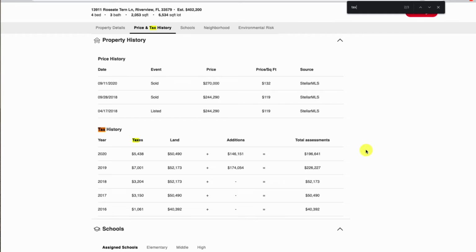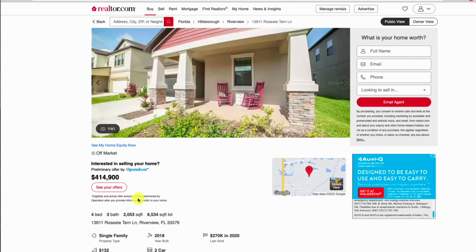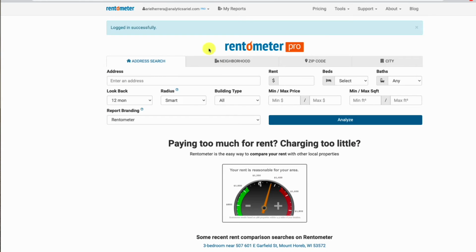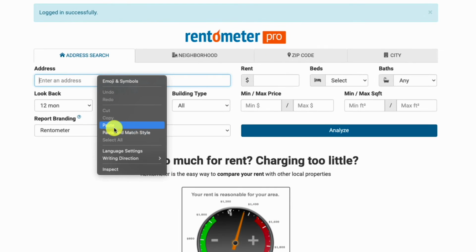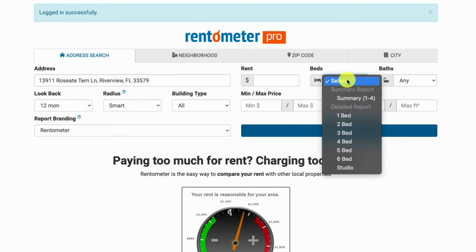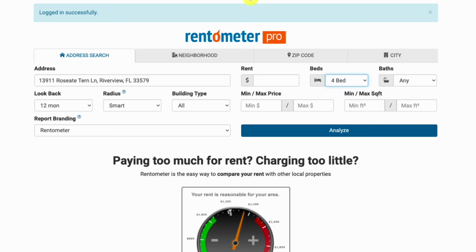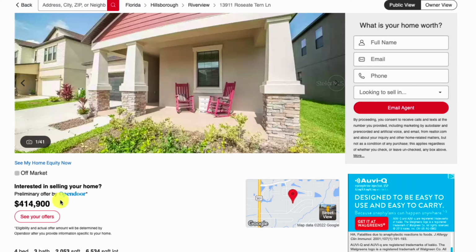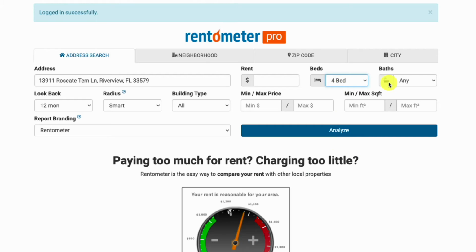And I used sites like Rentometer to do that. So for example, we can copy this property address and we could enter it into Rentometer and paste it. Then we could select how many bedrooms and bathrooms there are. In this case, it's 4 beds. And if we go back, we could see it's 3 bath. So we'd enter that over here, that it's over 1.5. We could select our look back period, building type, which here would be a house, and then analyze this property.